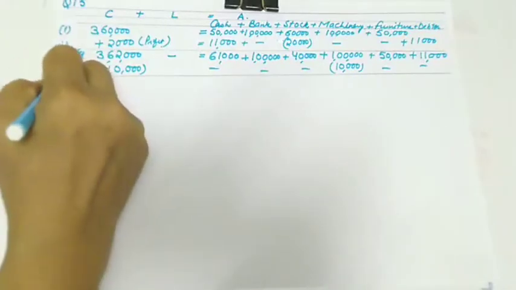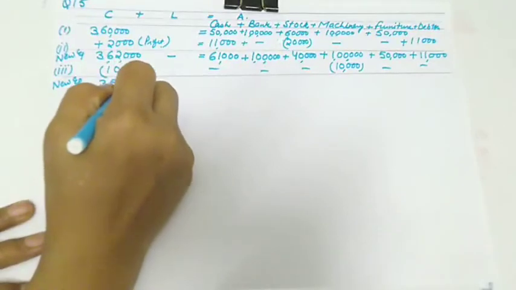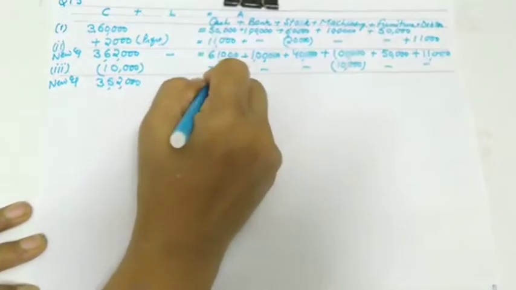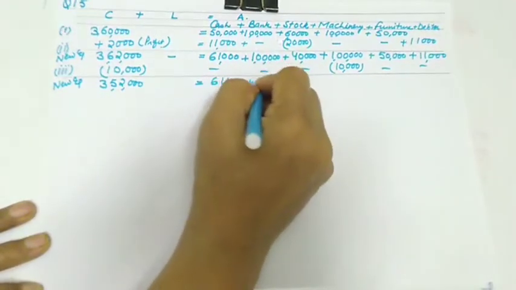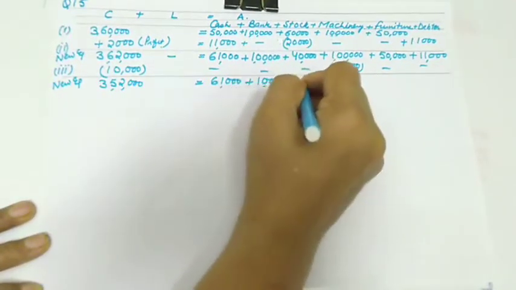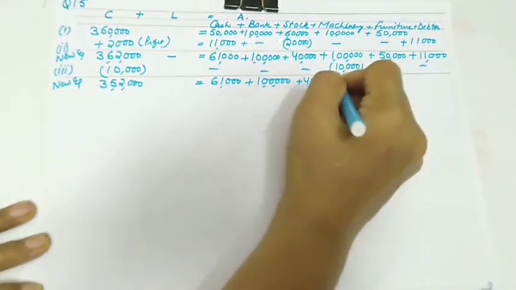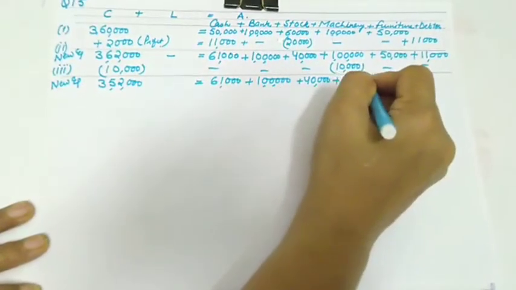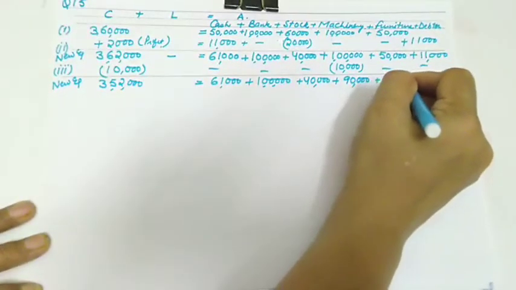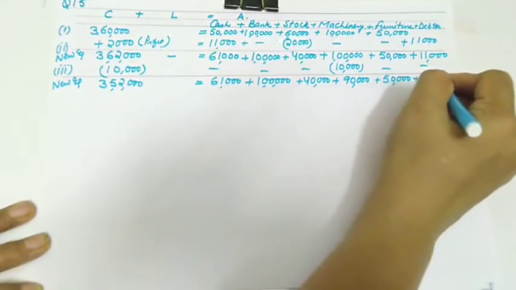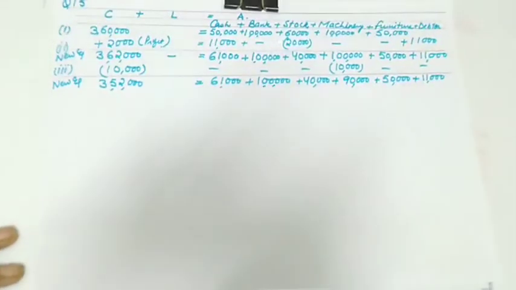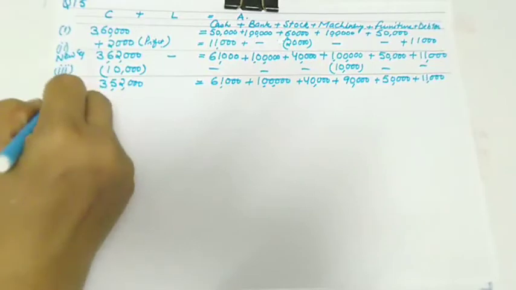So now your new equation will be 3,52,000, 61,000 as it is cash, no change in bank balance, plus 40,000 as it is, plus 90,000. Now your value of the machinery is 90,000, 50,000 furniture, plus 11,000 debtors. Now let us do the next one. Cash withdrawal for personal use. Fourth transaction.